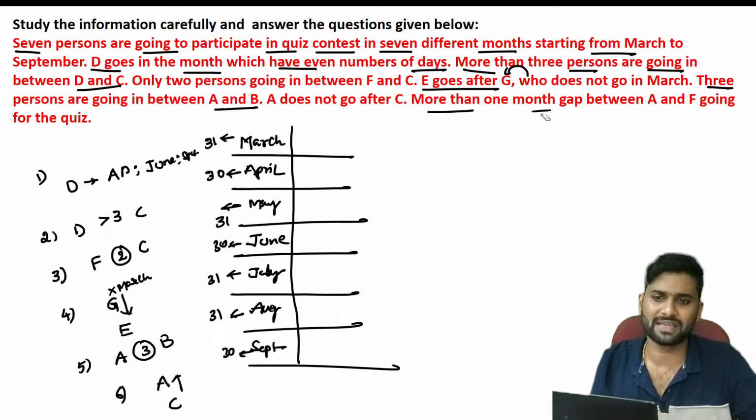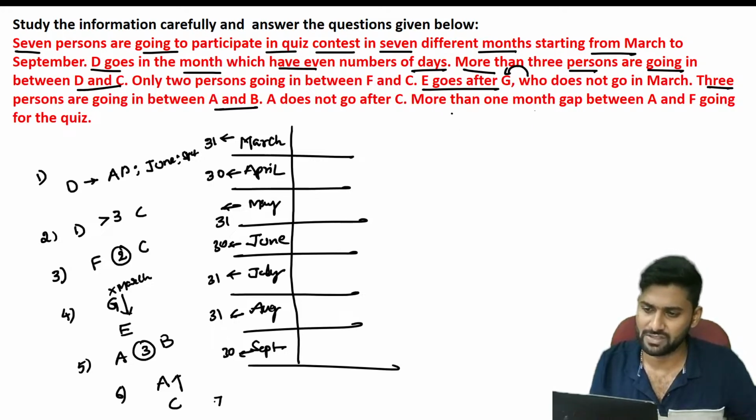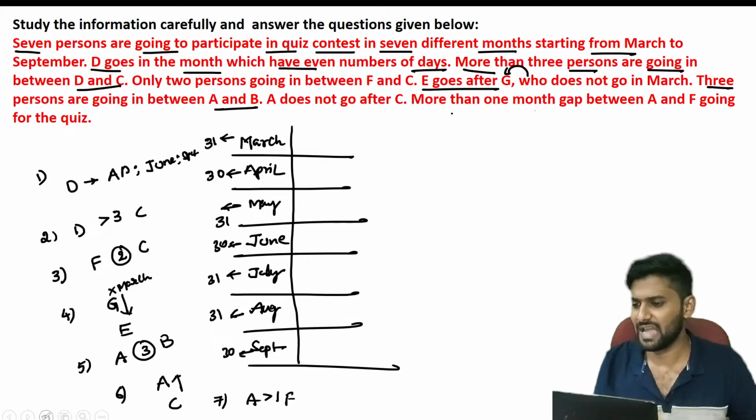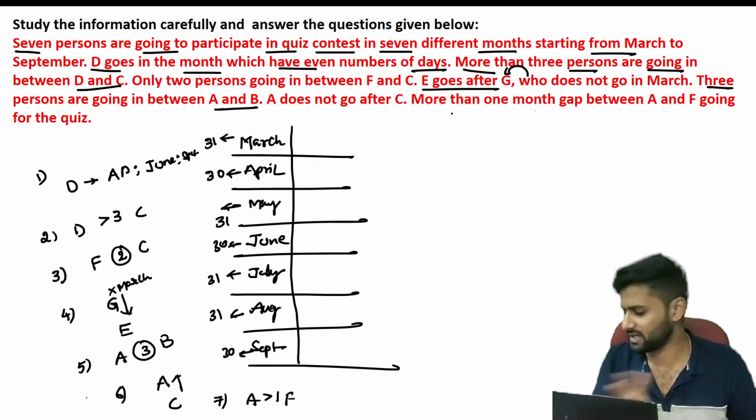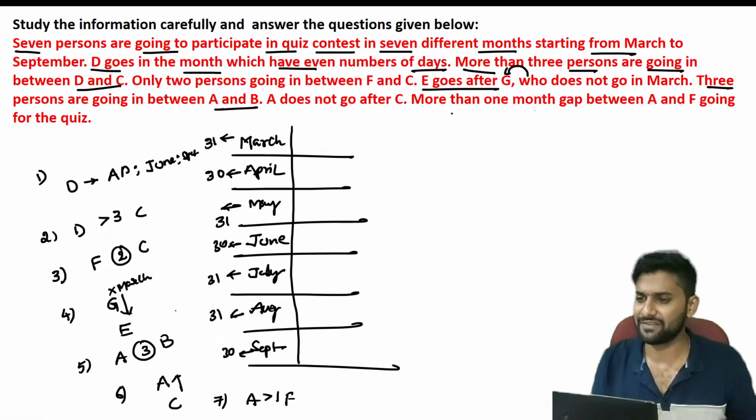More than 1 month gap between A and F. See, the seventh point: between A and F, more than 1 month. More than 1 month means it can be 2 or 3 or 4, anything is possible. That's it, we have the information. Now try to make all the possibilities, and there is only one possibility which satisfies all our conditions. Now we'll start with this information.